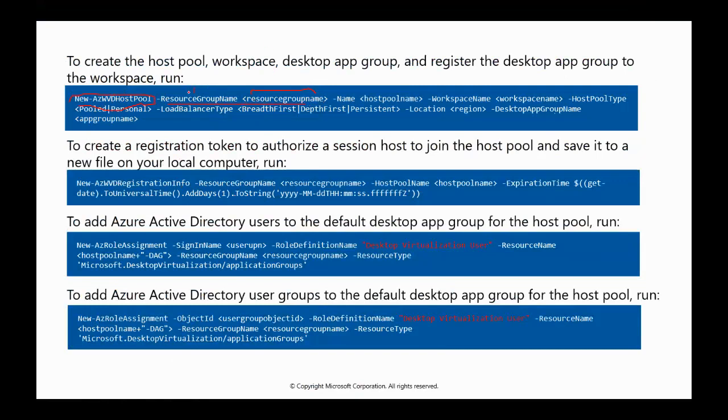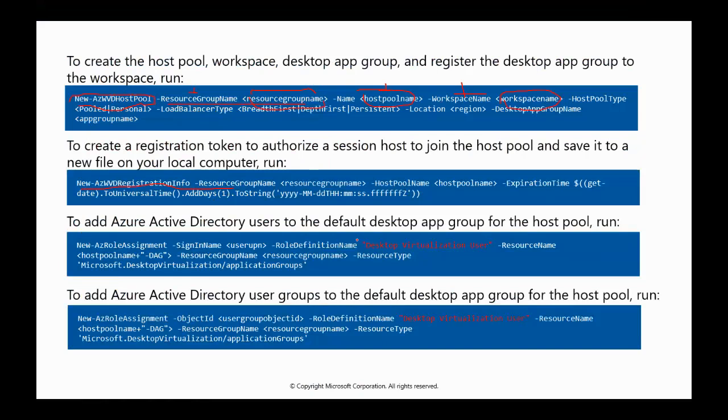This is the resource group name. This is the host pool name. This is the workspace name. You replace these names here with the real names that you are using. You can use these commands. You can copy these commands and keep them with you, but you have to keep in mind that you should replace these here with the real names that you are using. As you can see here, this one is to create a host pool. Another one to create a registration token for authorization. This is the command.